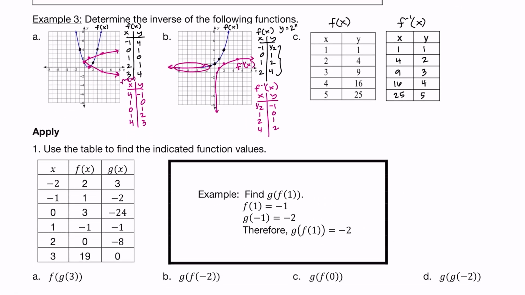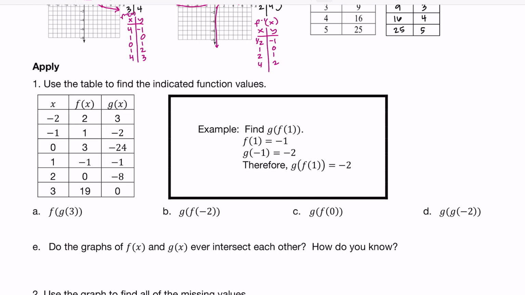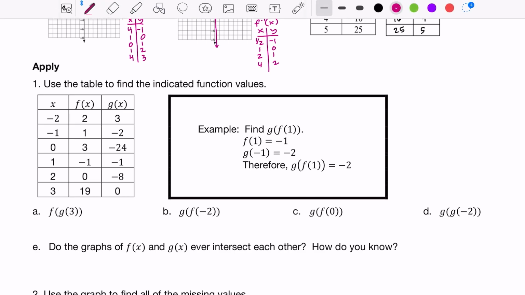All right, let's go check out this apply and see what we're going to do here. So this one says, use the table to find the indicated values, and they give us a nice little example right there. So let's go ahead and take a look at it. They say, find g of f of 1, okay? So what I want you to know for this problem is that the x's go to both the f and the g function. This is the y's for the g function right here.